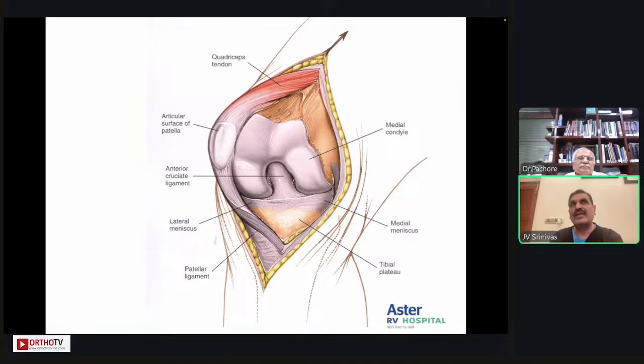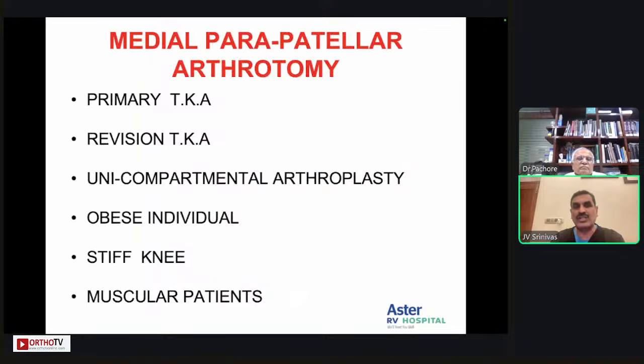In case you're not able to get a range of movement, then you do a VY-plasty. Or if the patella is abnormally positioned, like a very high patella alta or patella baja, and you want to adjust the patella height, then you take a decision that you will do a transtubercle osteotomy.